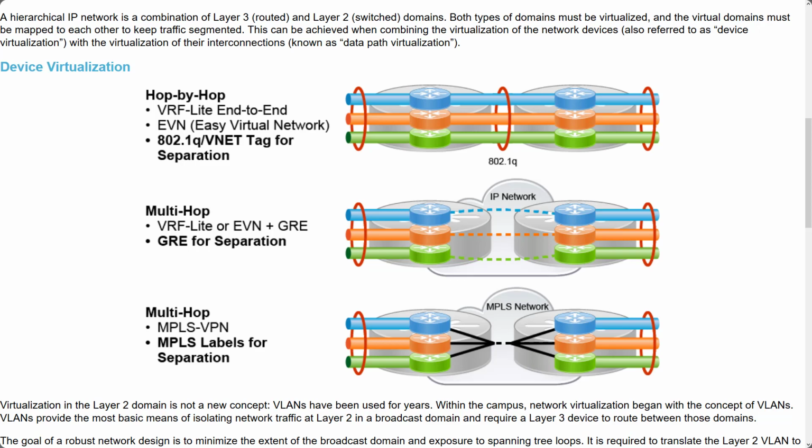So a hierarchical IP network is really just a combination of these layer 3 routed components and the layer 2 switched components, which we call domains. Both types of those domains have to be virtualized, and those virtual domains have to be mapped to each other to keep that traffic segmented. Now, virtualization at layer 2, as it says here, is not really a new concept. VLANs have been around forever. VLAN tagging, ISL, 802.1q, all of this stuff has been around for a very, very long time.